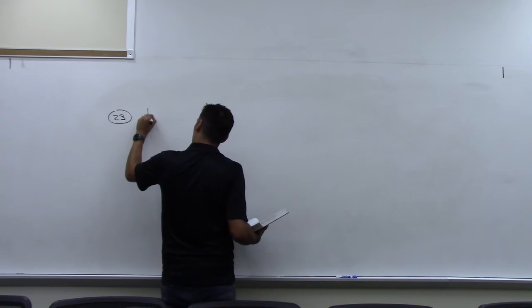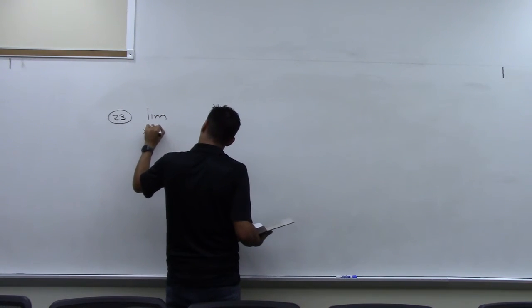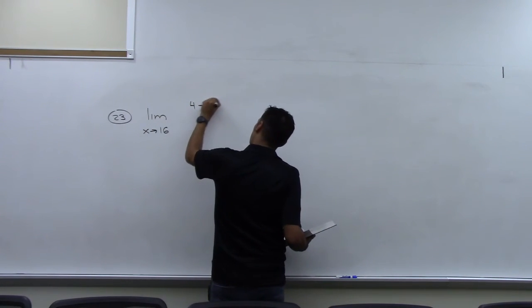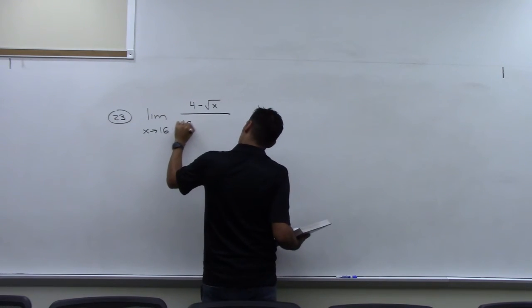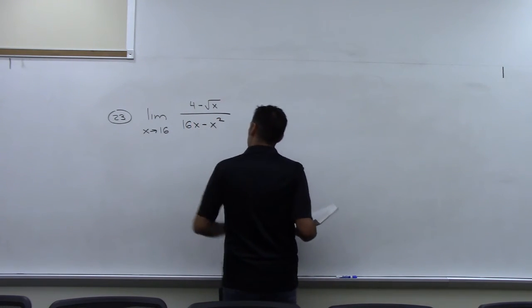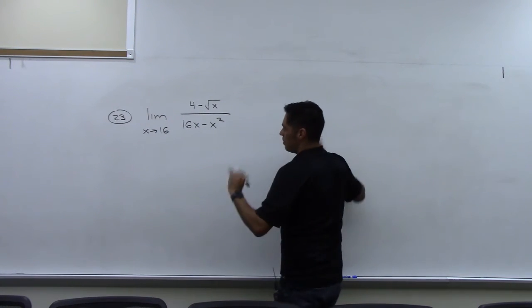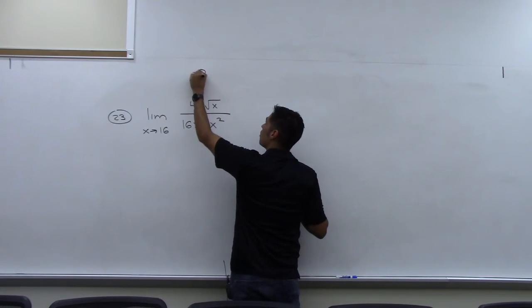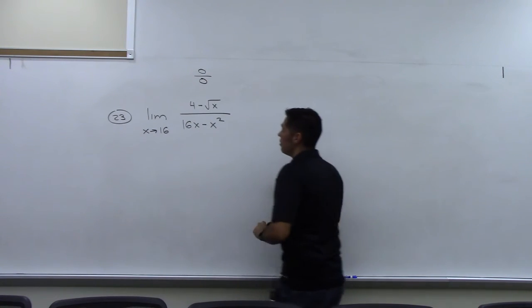Limit as x approaches 16 of 4 minus root x over 16x minus x squared. And let's just check it. And this time I'm going to leave myself some space because I know where this is headed. Square root of 16 is 4. So we get 4 minus 4 on top. That's 0. And then 16 times 16 minus 16 squared. That's 0 also. So we get 0 over 0.